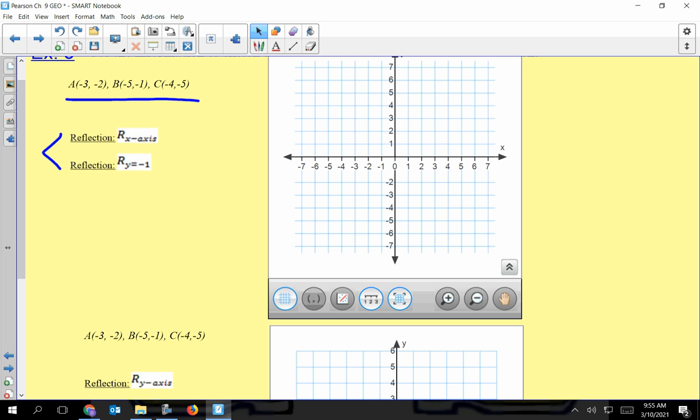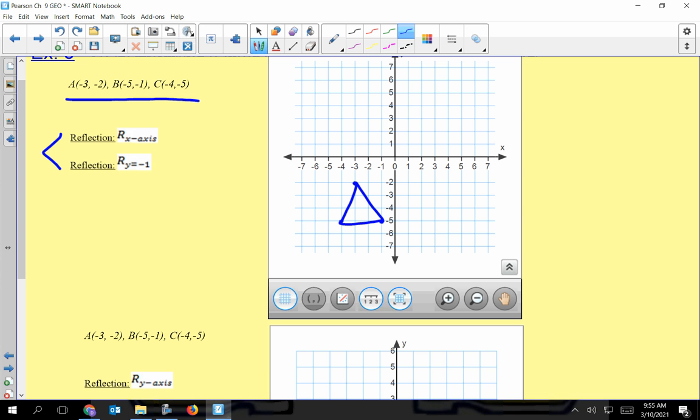Right, so we're going to go ahead and plot these 3 points. So negative 3, negative 2 is right here. Negative 5, negative 1 is right here. And then negative 4, negative 5 is right here. Hopefully it's right. And we're going to go ahead and draw those in.